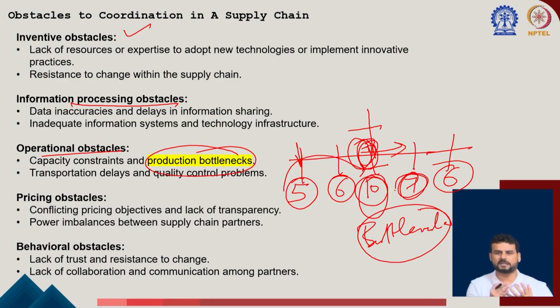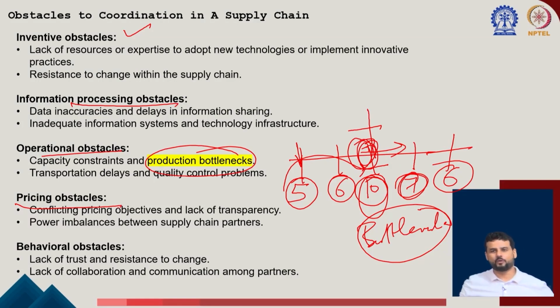If you are struggling with the quality, your whole lot is maybe stuck at the OQC end. You have produced so many units, but your OQC department, outgoing quality control, is saying that there is some problem with the lot. You need to inspect the whole quality. That means, just imagine, 50,000 items are packed, and you are opening all the items because there is some serious concern, right? Pricing obstacles. I told you, because of different pricing policies with different vendors, lack of transparency is there, right?